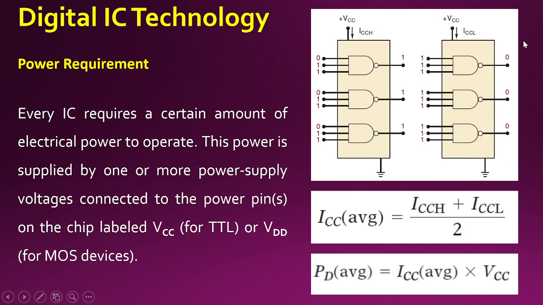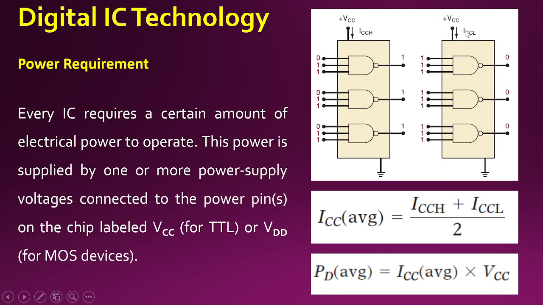So all other is between that. So what we will do, to get a sense of the power that is required, is consider the situation when all the outputs are high. We will call that ICCH, the current flowing into the system when all the outputs are high. That is why we are calling it ICCH.